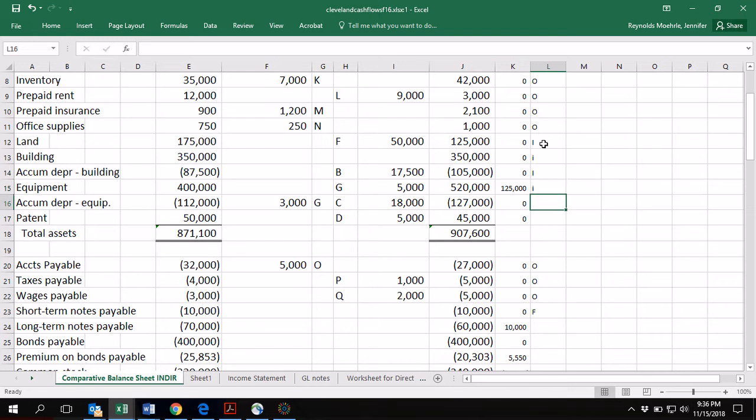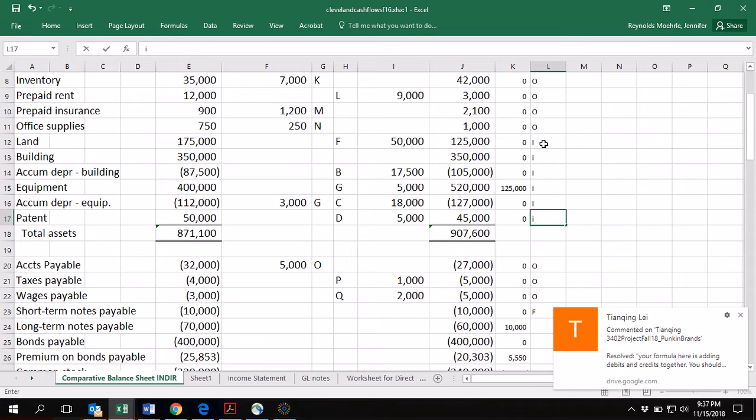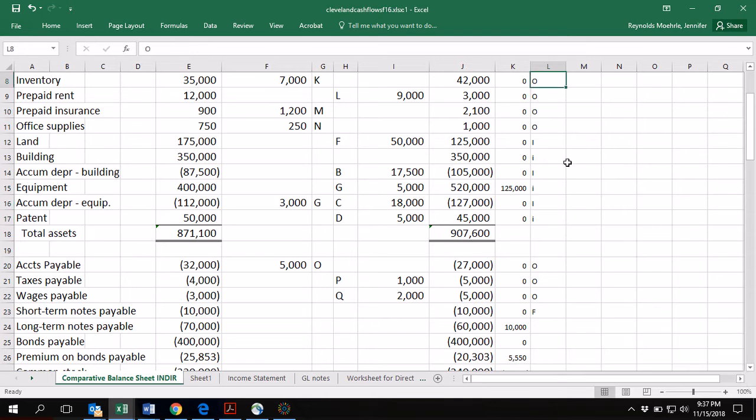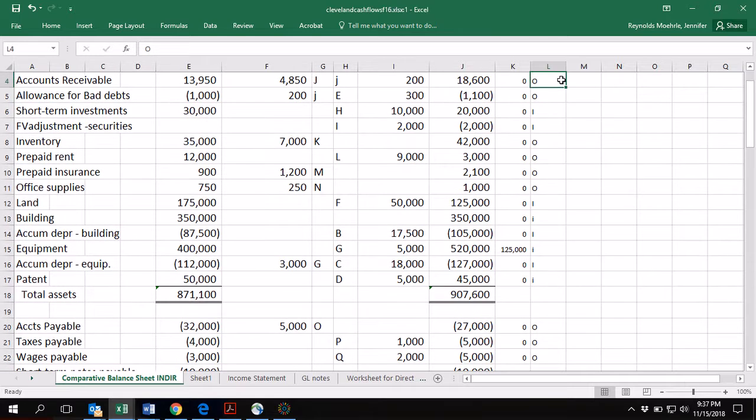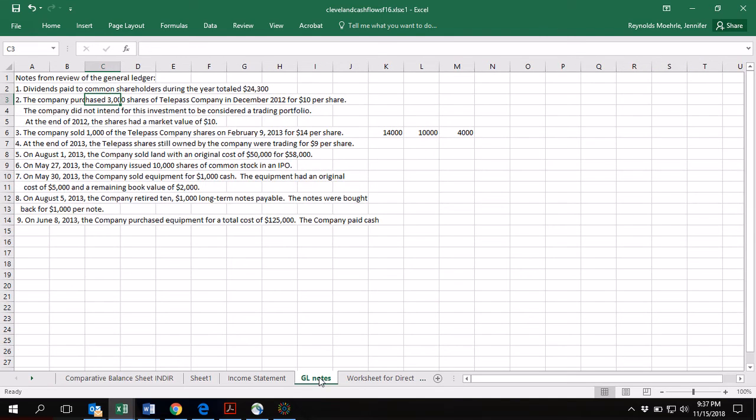Investing activities deal with long-term asset accounts plus some specific investment accounts, like those short-term investments. So everything has been taken care of except for this $125,000 change in equipment. If I look at the general ledger notes, I want to make sure there's not purchase of equipment and sales of equipment that offset each other.